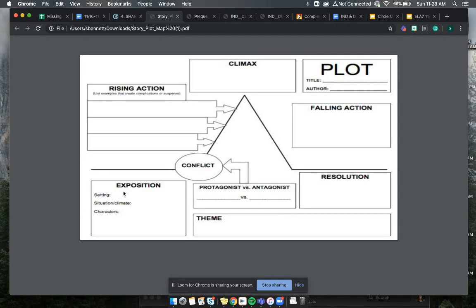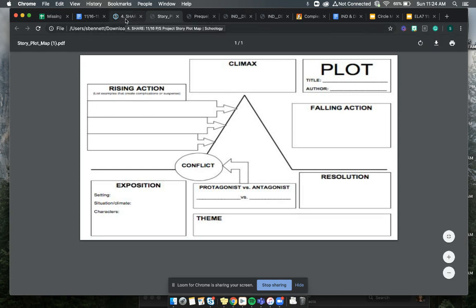So you should already know your setting because you just made a circle map about it. You should already know your character because you just made a circle map about that. And you need to fill in the rest of the information. Your story should go through all these steps, all these parts of the plot diagram. You should have a theme. It should have a title. You are the author. But this is to plan out your prequel sequel that you are going to write. So once again, you are welcome to pause this recording and complete your plot map.